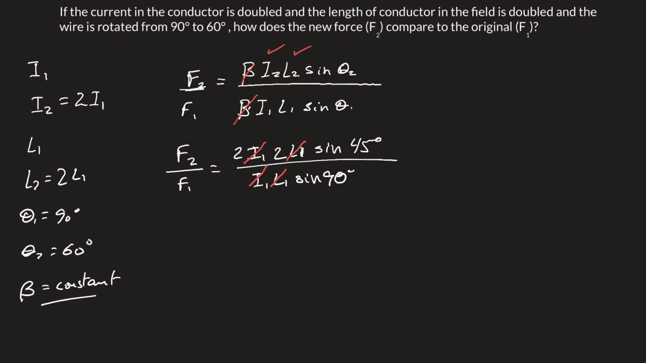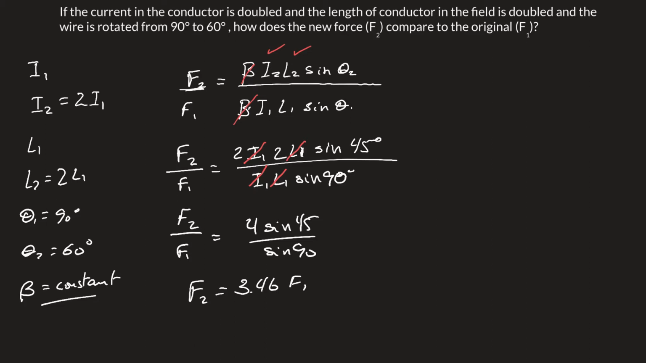So let's take a look at what we're left with. F2 over F1 is equal to 4 sine 45 over sine 90. This, after a little bit more of manipulation, gives us F2 equal to 3.46 F1. So how much stronger is the new force? The new force is 3.46 times stronger than the old force after we double the length, double the current, and change the angle from 90 to 60.